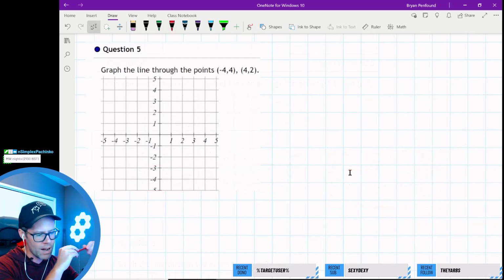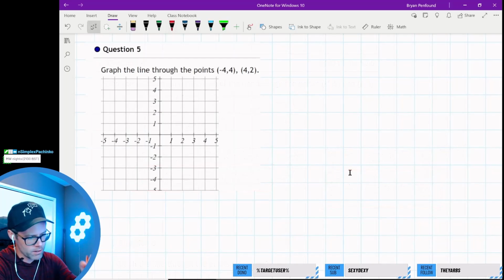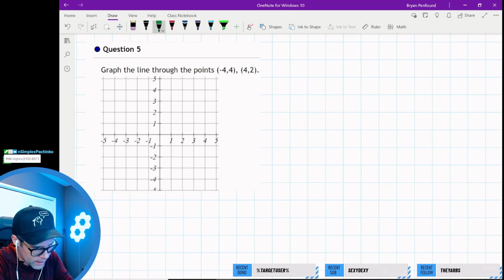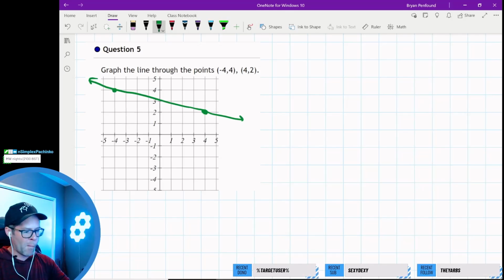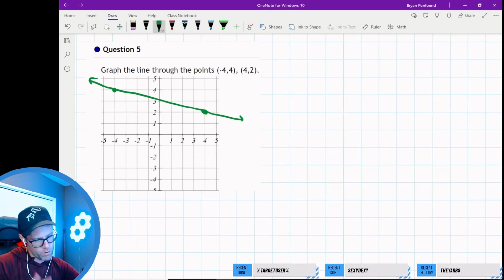Question 5, graph the line through the points (-4, 4) and (4, 2). We can do that. (-4, 4) is over here, and then (4, 2) is here. I don't think my ruler works, but basically we're just going to draw those 2 points and then try to connect them as best as we can with a straight edge. This should be much easier to do, hopefully, on Moodle than it is for me on a screen. So we're looking at something like that. (-4, 4), that seems right. (4, 2), that seems okay.